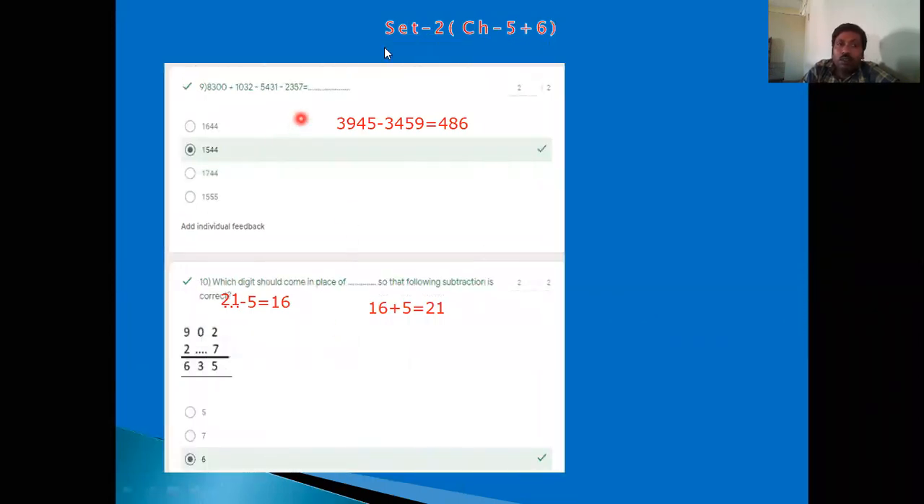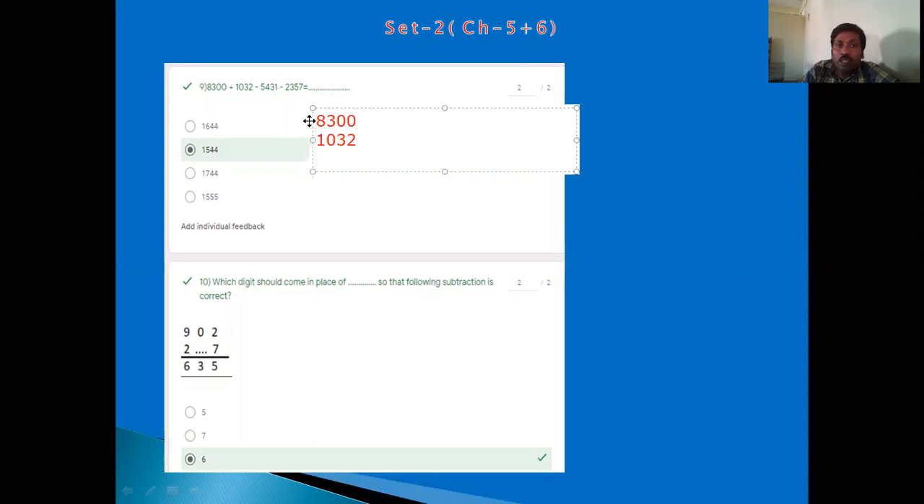And now what does question number 9 say? This question is based on simplification. Here only two signs are given, plus and negative. First of all, we will add them. 8300 plus 1032. When we add them, we get 9332.